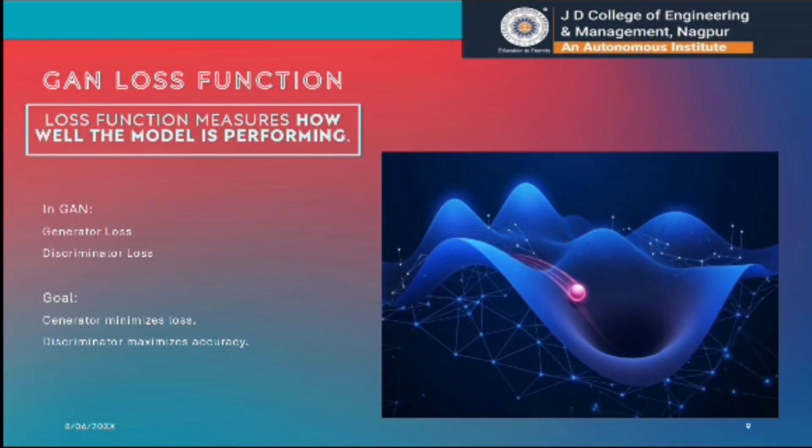GAN loss function. In machine learning models, a loss function is used to measure how well the model is performing. In GANs, there are two main types of loss functions: generator loss and discriminator loss. The generator tries to minimize its loss by producing realistic data. At the same time, the discriminator tries to maximize its accuracy by correctly identifying real and fake data. These loss functions guide both networks during the training process.